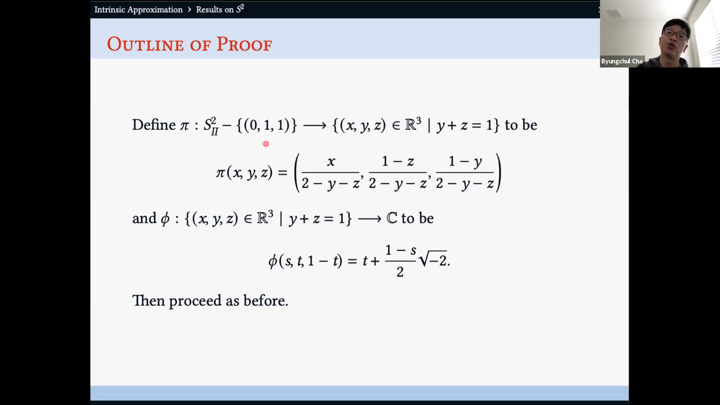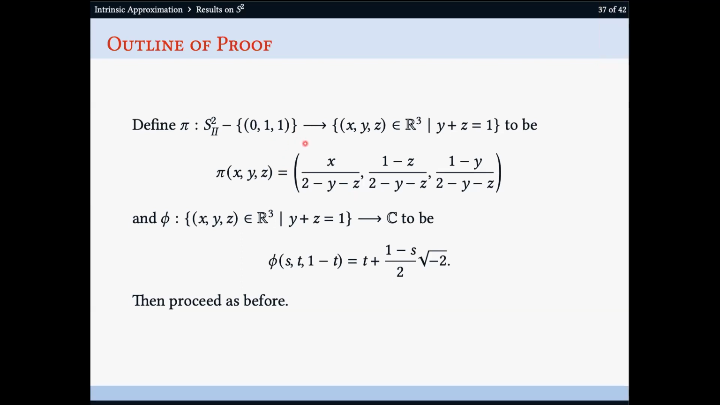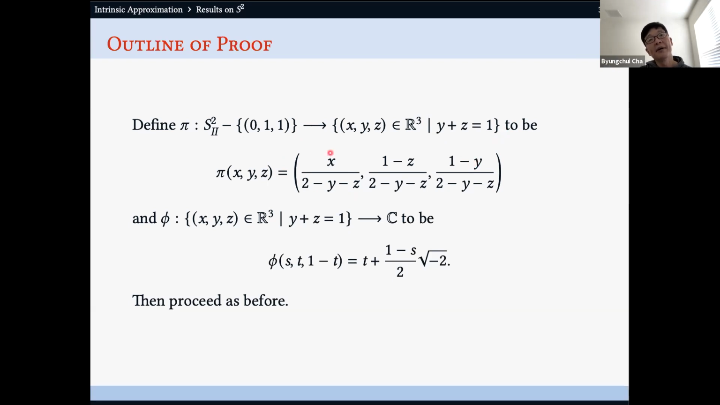The stereographic projection, we choose the base point to be 0 and 1, and then we project it onto this plane, y plus z is equal to 1, sitting in R3 using this formula. And then you compose that with phi, which is, again, a rigid motion followed by a little bit of dilation. And then you're able to prove exactly the height matches the way we want it to match. And then we're able to prove that those two spectra are exactly the same thing.